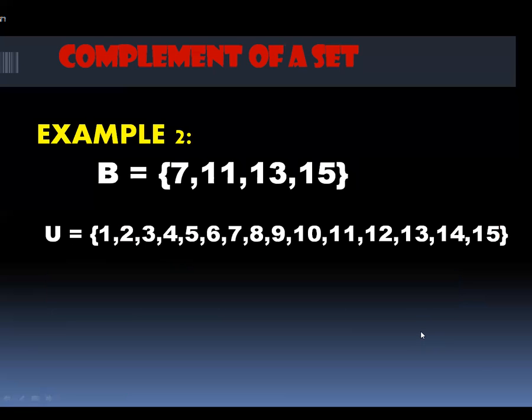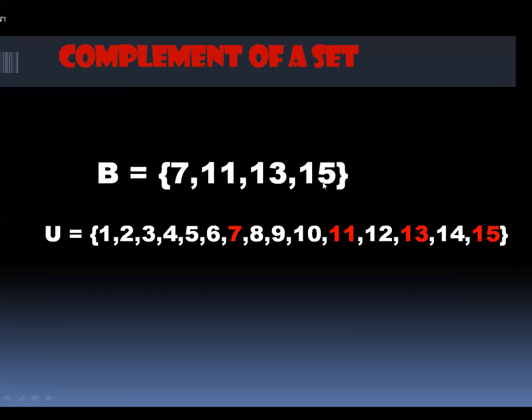Okay, another example. Set B is equal to 7, 11, 13, and 15. Okay, so we're going to use the same universal set, the counting numbers less than or equal to 15. So what are the elements that are in the universal set but not in set B? The first thing you're going to do is remove the elements that are in set B from the universal set. So we're going to remove 7, since 7 is found in set B, 11, 13, and 15.